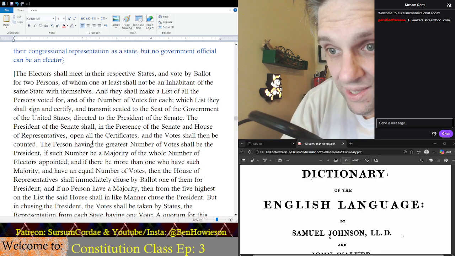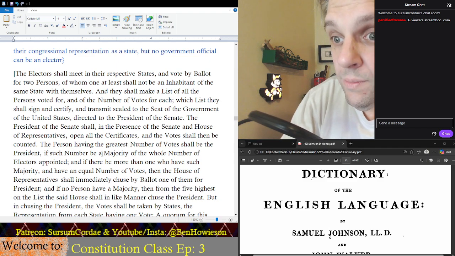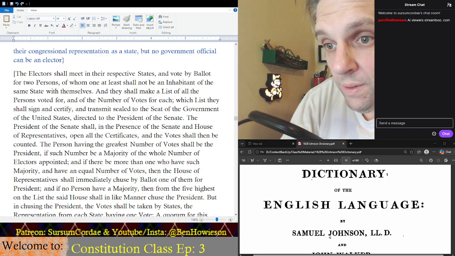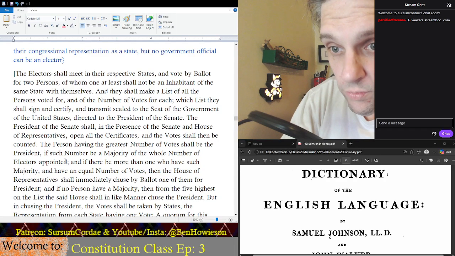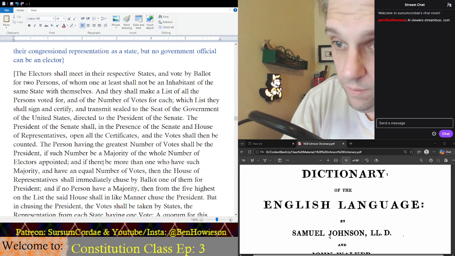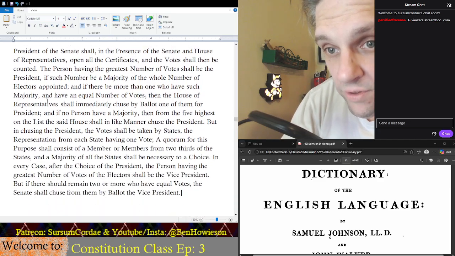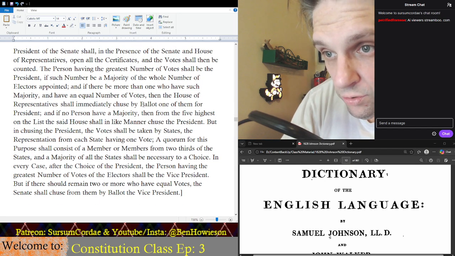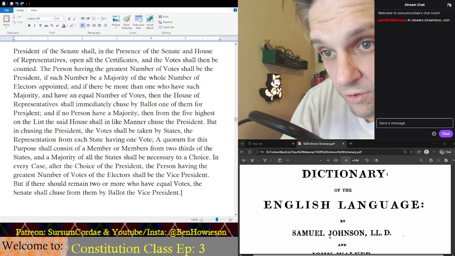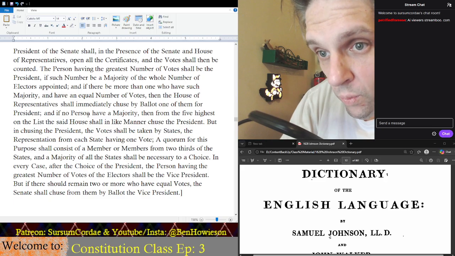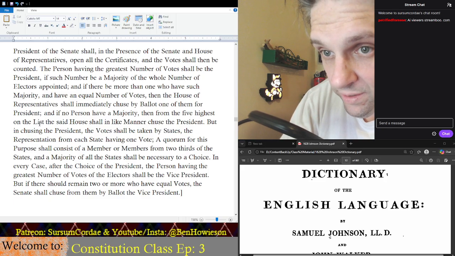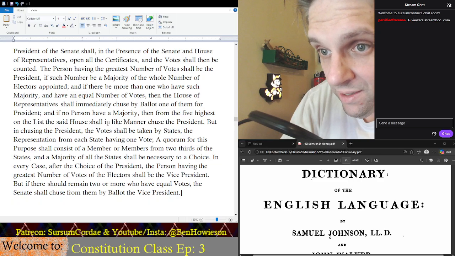The person having the greatest number of votes shall be the President, if such number be a majority of the whole number of electors appointed. And if there be more than one who have such majority, and have an equal number of votes, then the House of Representatives shall immediately choose by ballot one of them for the President. And if no person have a majority, then from the 5 highest on the list, the said House shall, in like manner, choose the President.